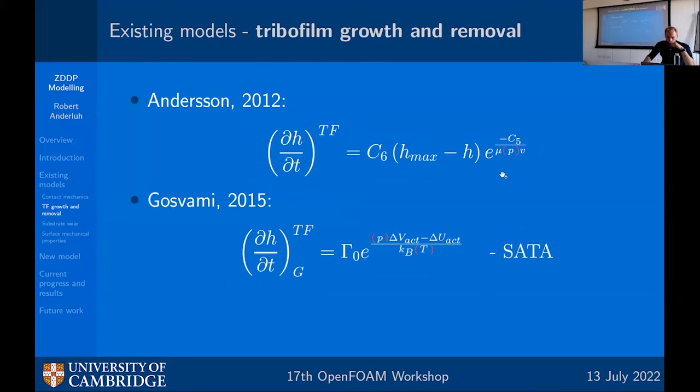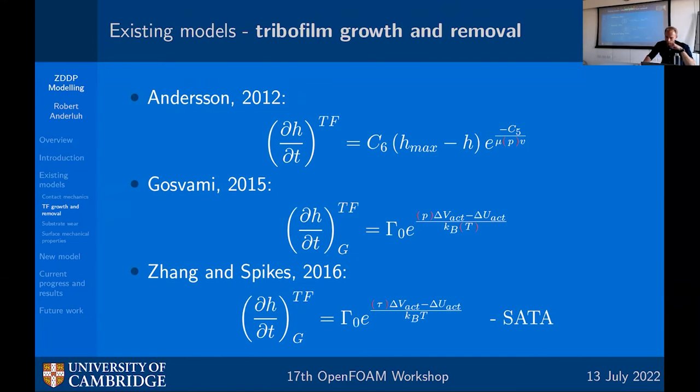Goswami in 2015 was the first one to propose what is known as the SETA model, or stress augmented thermally activated model, that is quite similar to an Arrhenius equation. It postulates that the growth of the film is exponentially proportional in some ways to the contact pressure present in the contact and to the temperature also present in the studied contact.